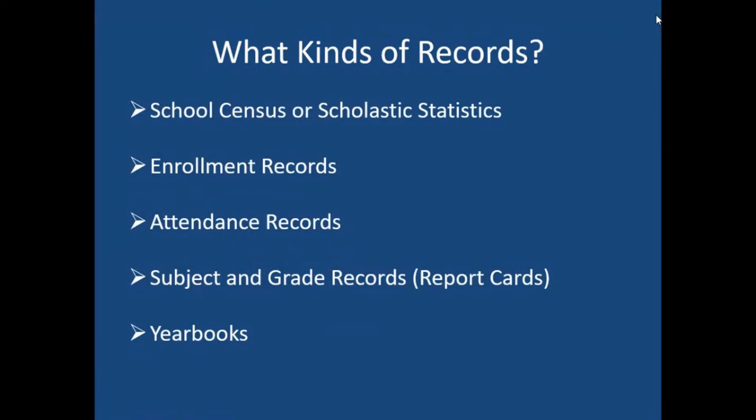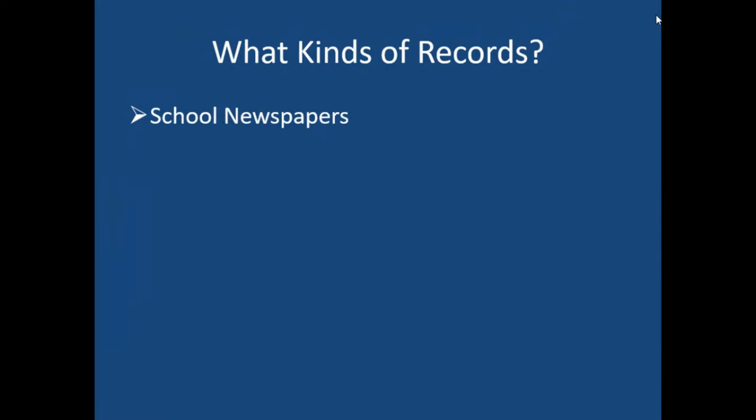And yearbooks. We're going to talk about yearbooks. MyHeritage has a fantastic collection of yearbooks on their website, and we're going to talk about that. School newspapers. Maybe the school that your ancestor went to had a school newspaper. And so we're going to talk about that. And then we're going to throw in some local newspaper research.